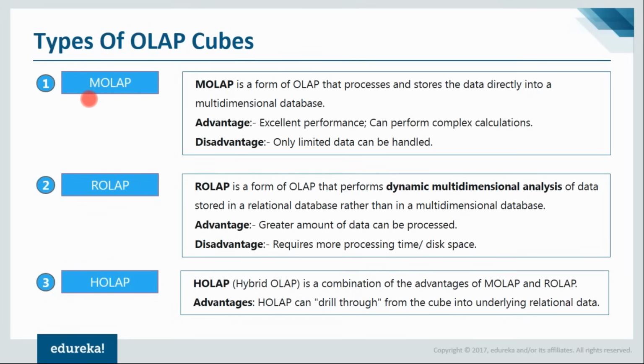We also call it MOLAP or M-OLAP. This stands for multidimensional online analytical processing. ROLAP stands for relational online analytical processing, and HOLAP stands for hybrid online analytical processing.